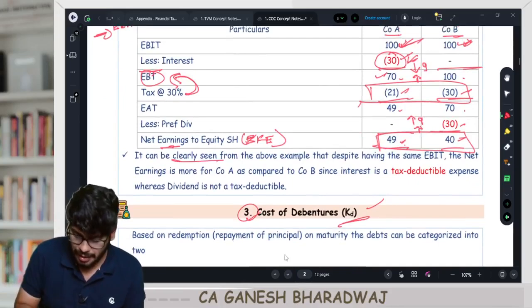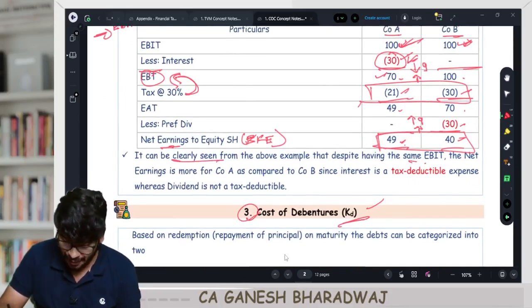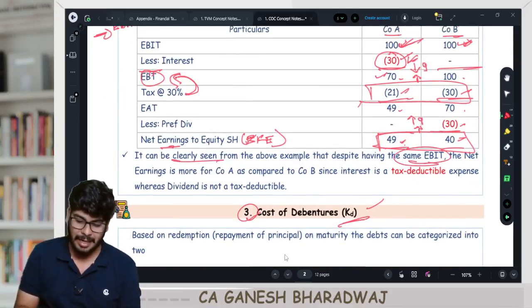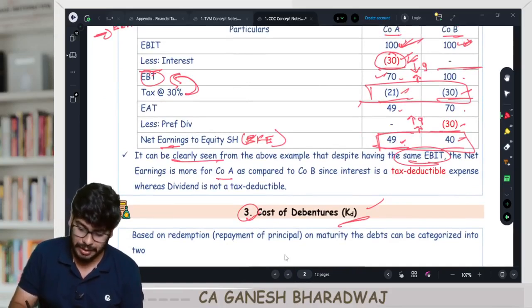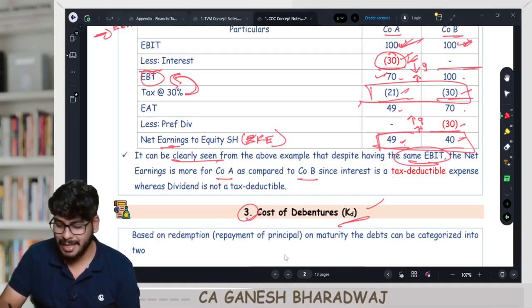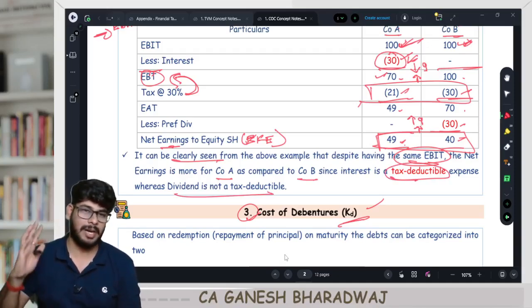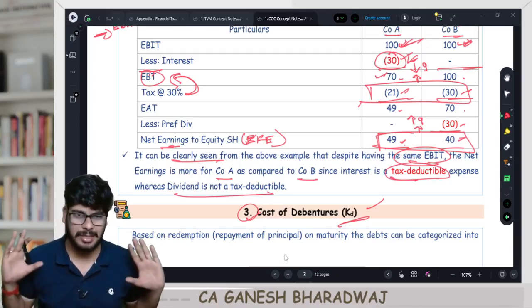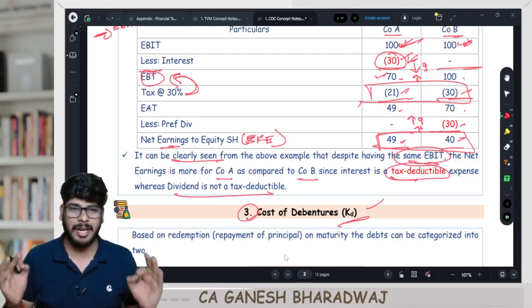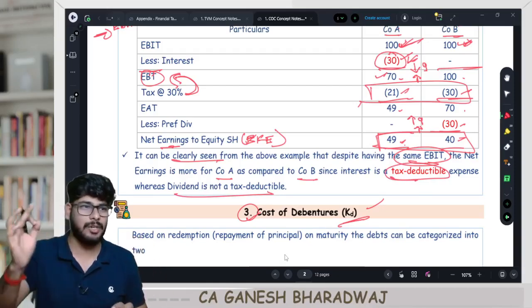It can be clearly seen from the above example that despite having the same EBIT, the net earnings for company A is more as compared to that of company B, since interest amount is a tax deductible expense, whereas dividend is not allowed as a tax deduction. Are you able to understand this? Right? So the post-tax cost of interest is what? I into 1 minus T.